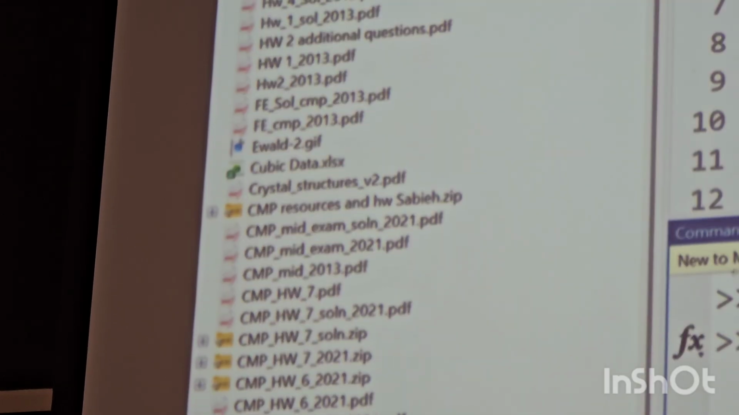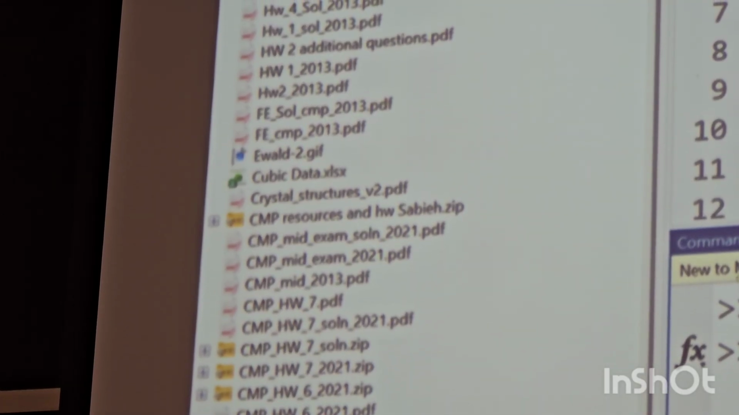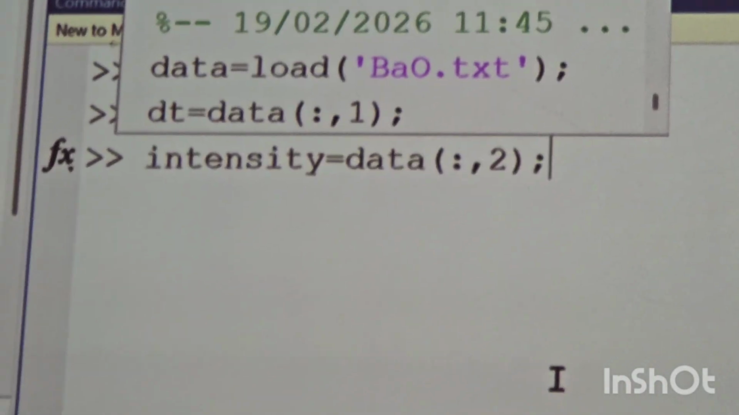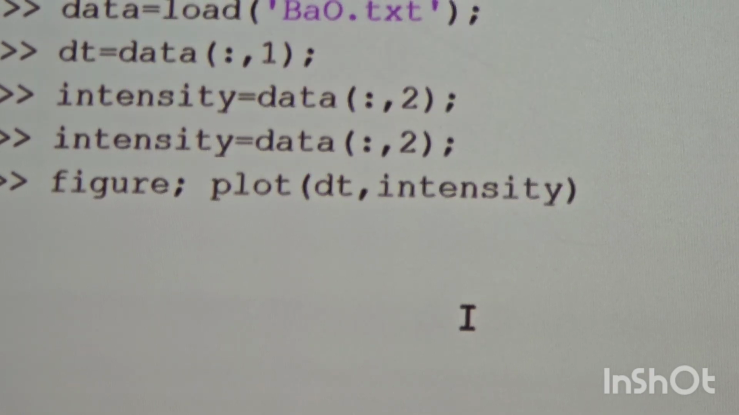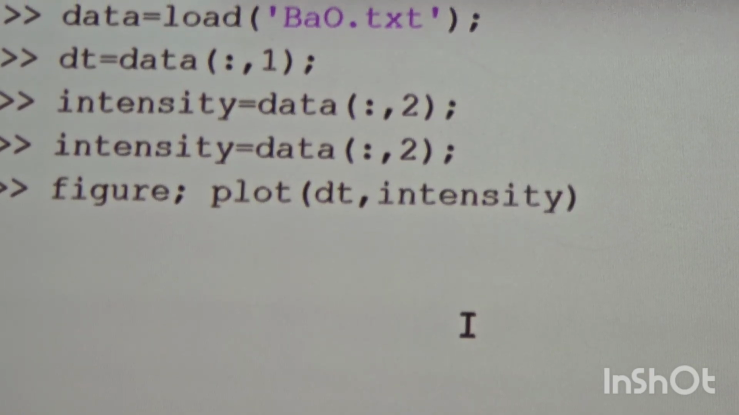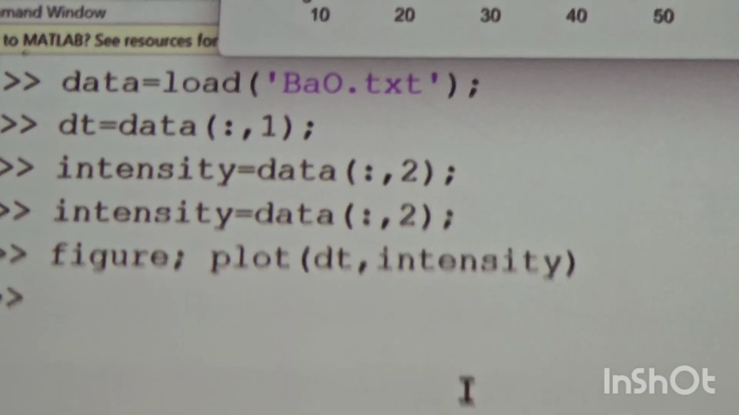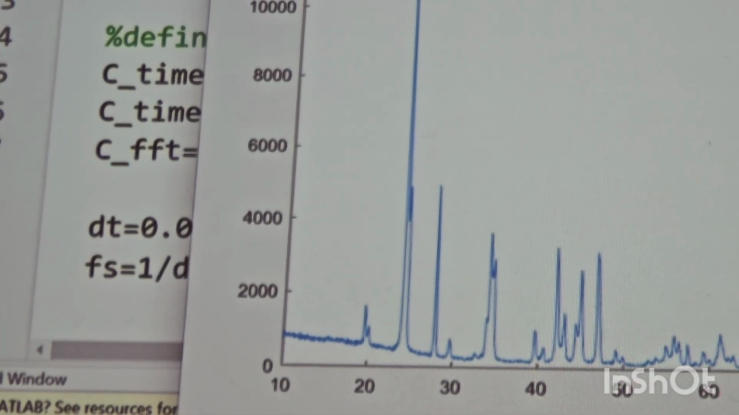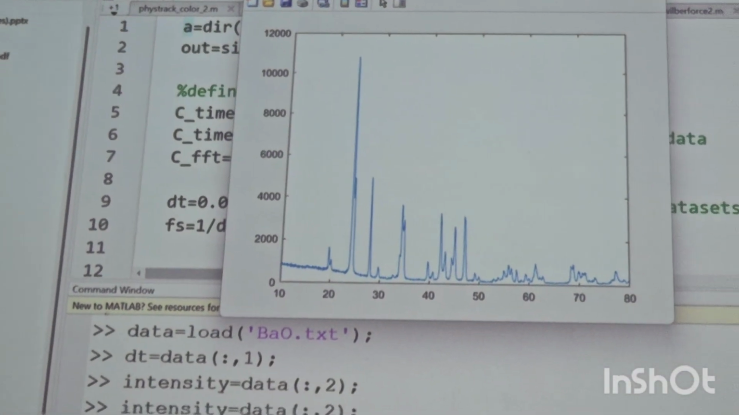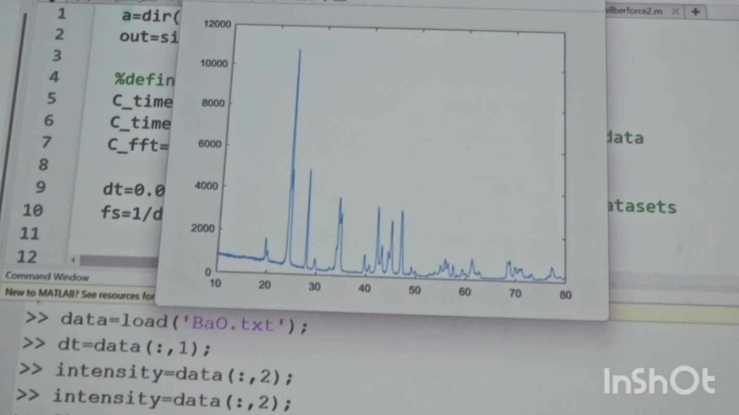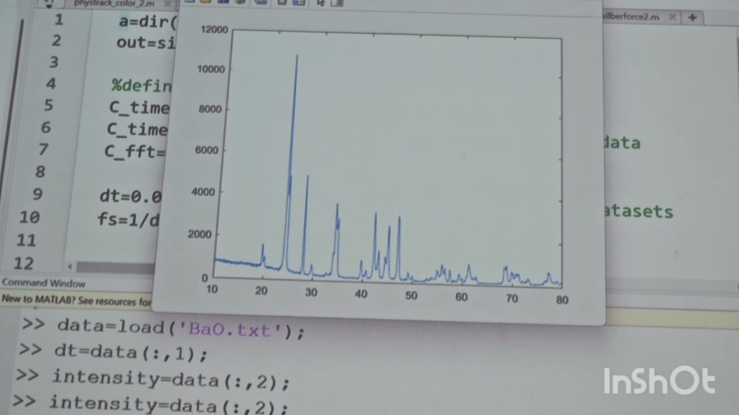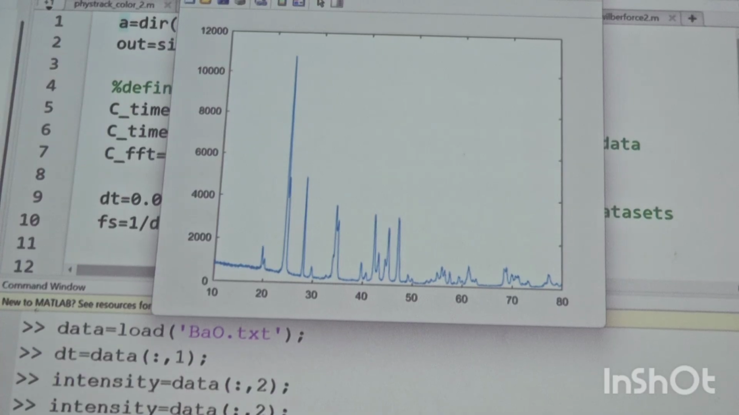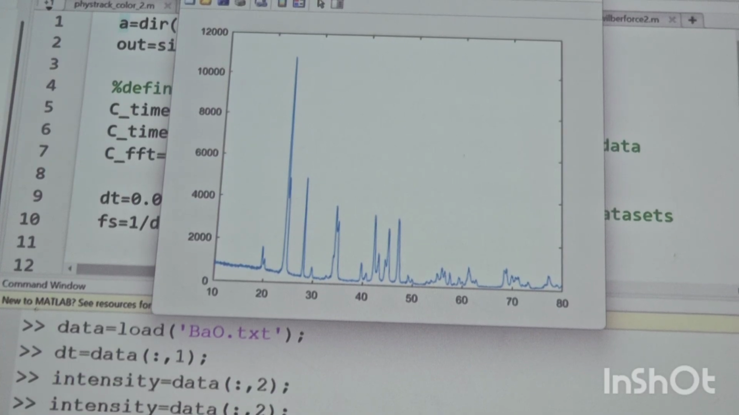So I plot this. This is what the data looks like, 2 theta on the x-axis and intensity on the y-axis. All right. Now you put a peak finding algorithm to find out the location of these 2 thetas, and then use your computer programs to index the peaks. So we'll continue on Tuesday, inshallah.